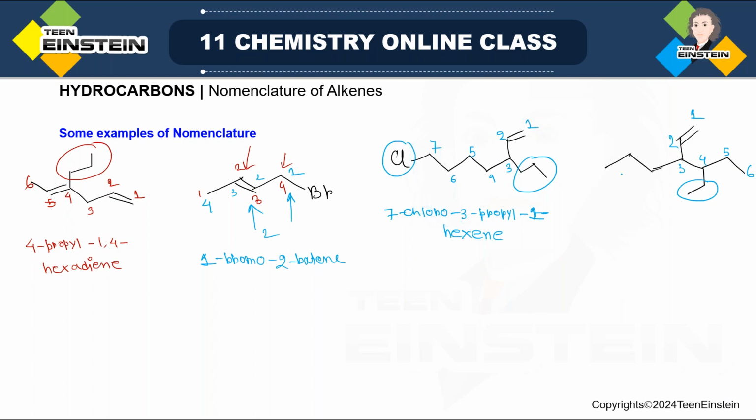So here we have an ethyl substituent and we have a propyl substituent. Two substituents are there. So propyl, 1, 2, 3, and ethyl. Now E will come before P. So that is why ethyl should be written first. So at 4 position you have ethyl. Right?